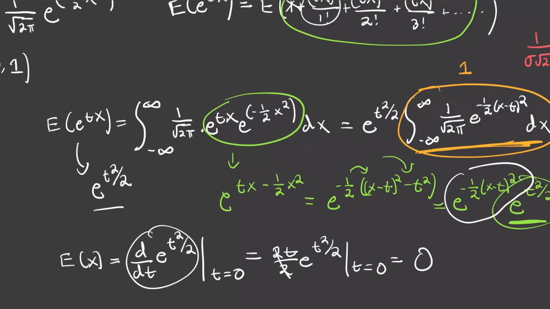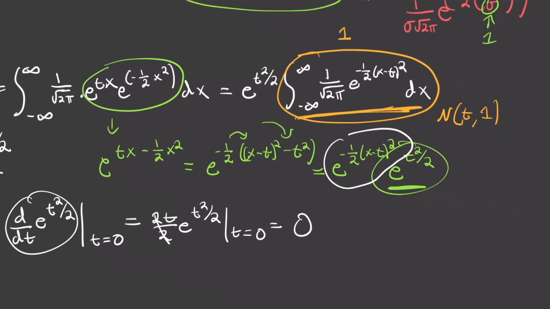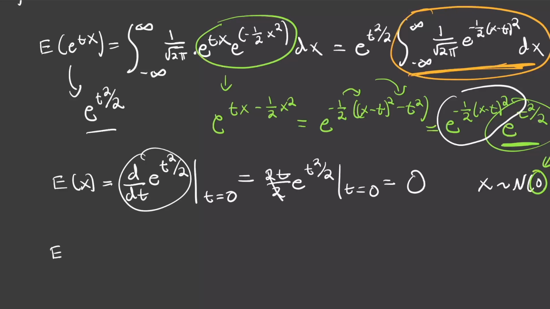That also makes perfect sense because we are dealing with a standard normal distribution, right? X is distributed as a normal 0, 1, and the 0 right here literally means that it has mean equal to 0, right? And then to get the expected value of x squared, we just take the second derivative of that same function.